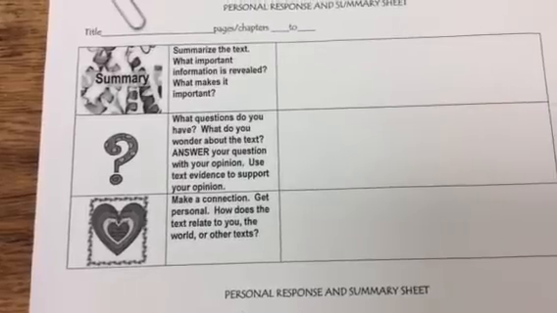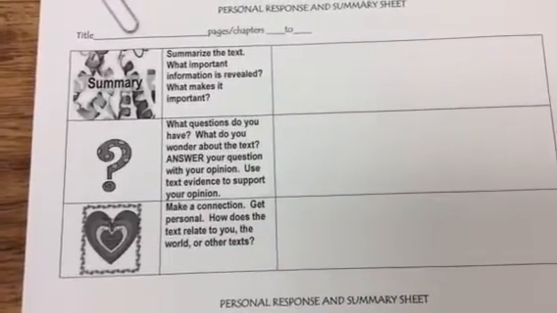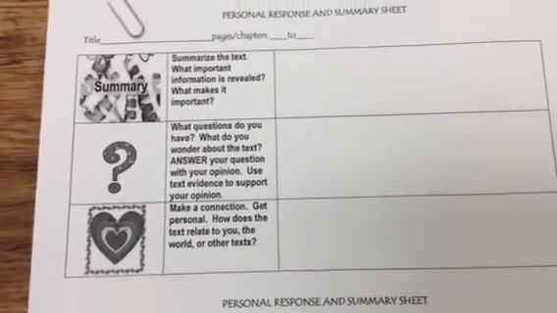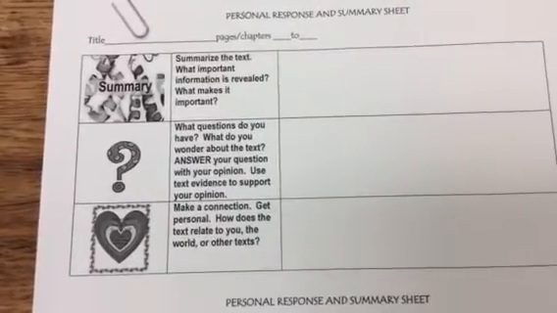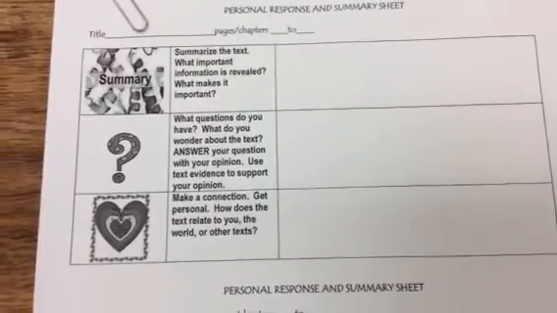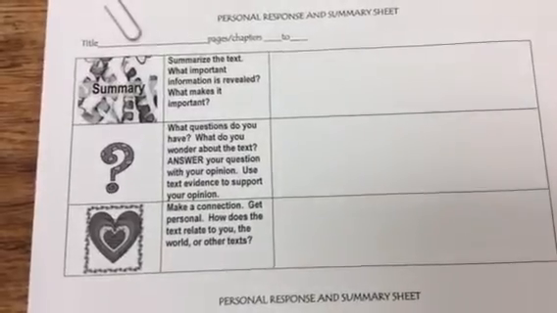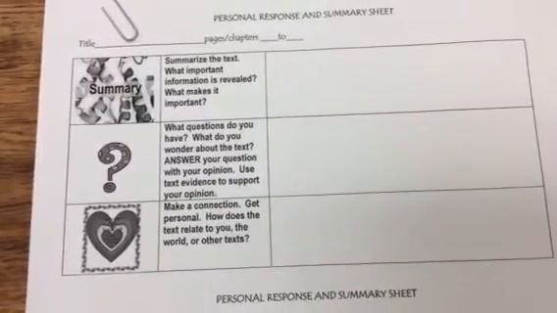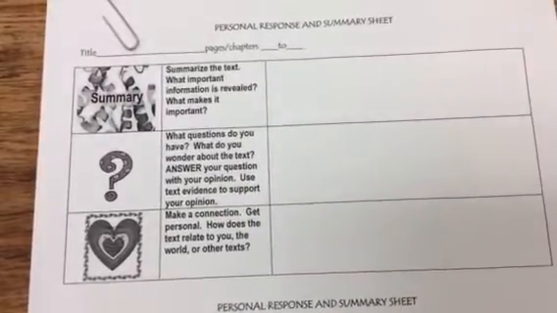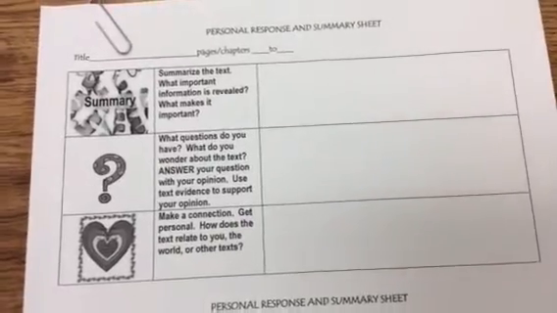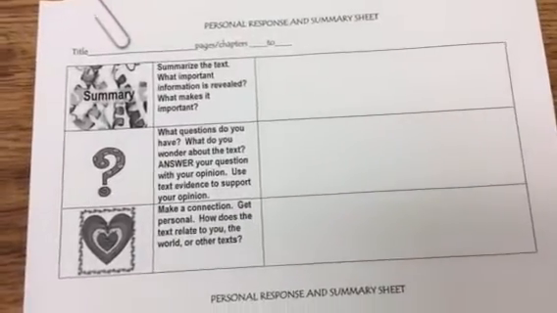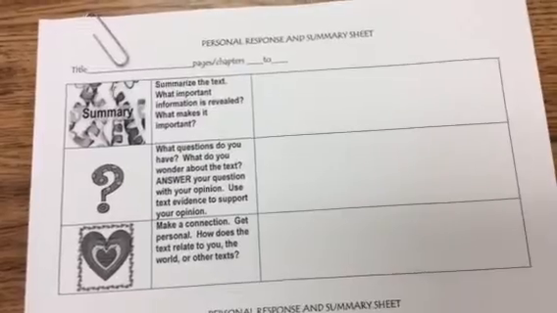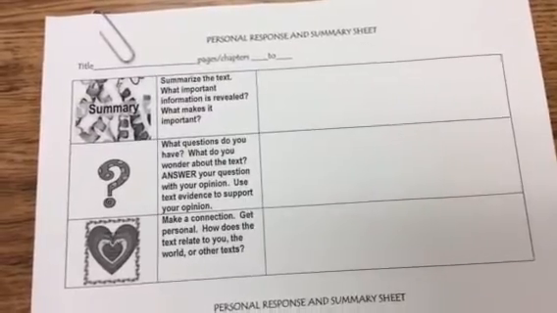Okay, so you'll see the summary. Summarize the text. What important information is revealed? What makes it important? So, I basically want to know what's happening in the text. You can download this to Notability, and I want you to type. If you have ultra neat handwriting and you put a lot in that box, then you may write. But for those of you that write super big, you're going to have to type this. Okay.